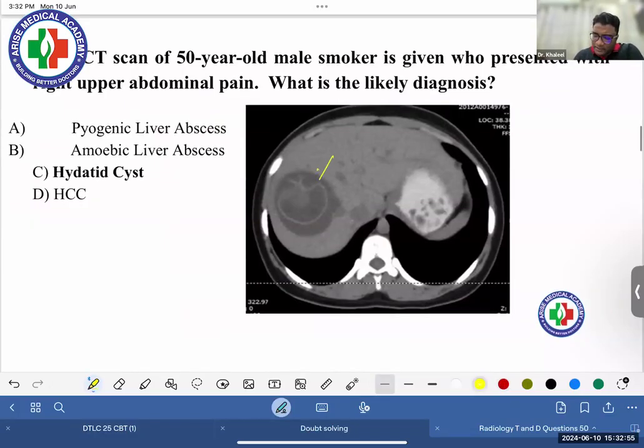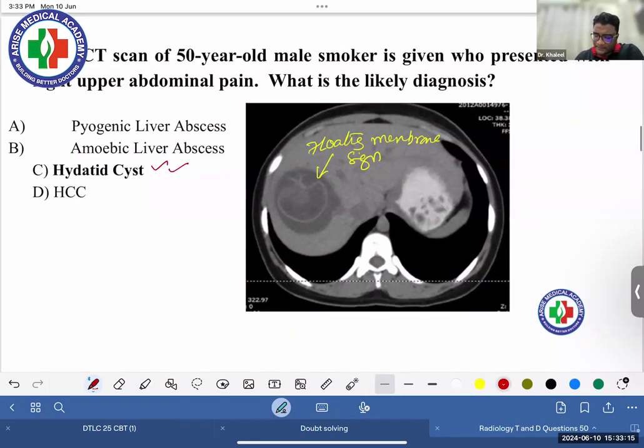So what you see in the image is a lesion with a floating membrane inside. This is called the floating membrane sign. It is also called the serpent sign or floating membrane sign. That is a feature of hydatid cyst. So the floating membrane sign is seen. This is a hydatid cyst.